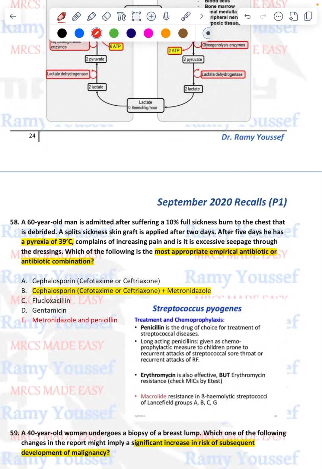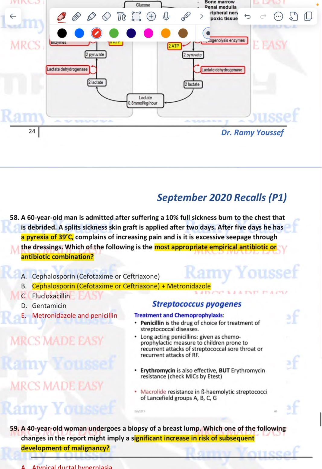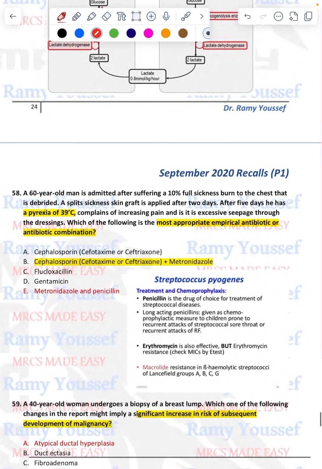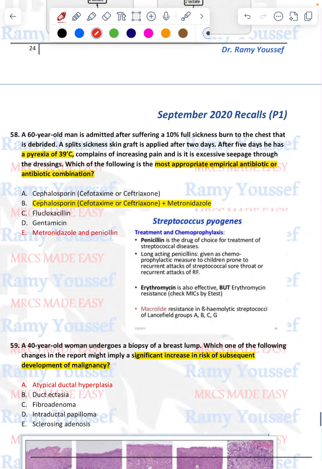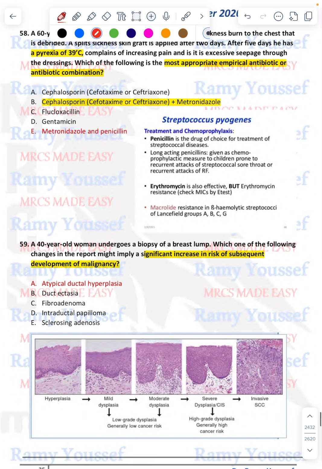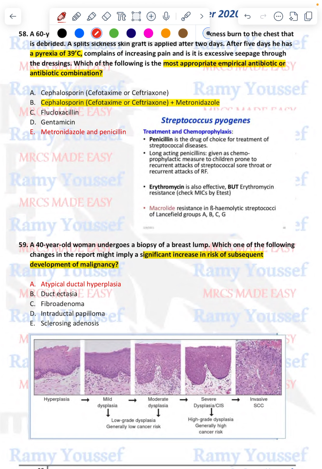A 40-year-old woman undergoes a biopsy of a breast lump. Which one of the following changes in the report might imply a significantly increased risk of development of malignancy? Now you have come with the report, and what will be the increased risk of malignancy? Atypical ductal hyperplasia. Whenever this word atypical is there, that is increasing malignancy. Hyperplasia, mild dysplasia, moderate dysplasia, carcinoma, invasive carcinoma.